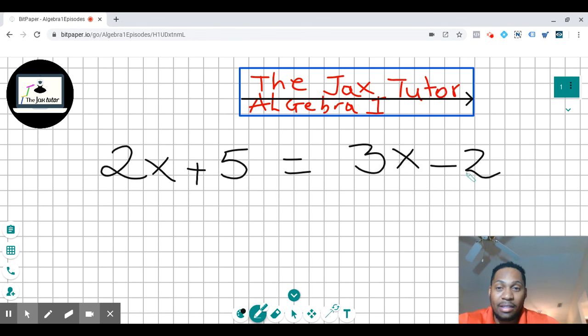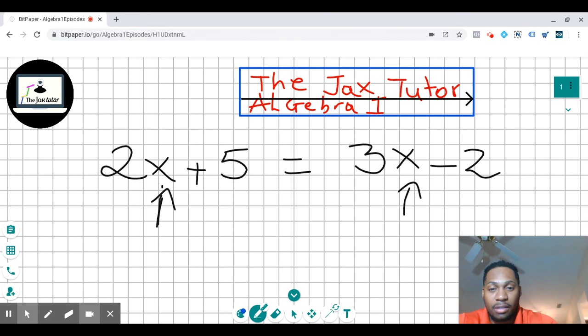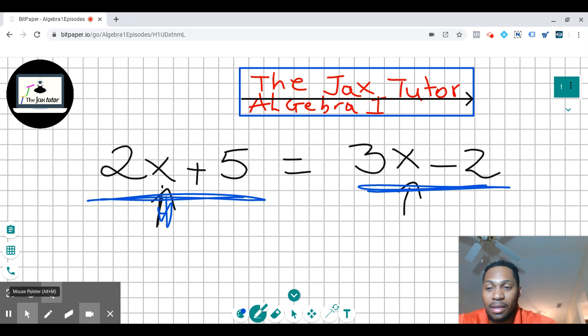So what they're saying is, on the left side, I have 2x plus 5. On the right side, I have 3x minus 2. So what's the number here? What can I replace here in for x? What can I choose here for x for the left side to be equal to the right side? Let's change color for a minute. So I want everything on the left side to be equal to everything on the right side. So they asked me, hey, what do you think I should choose for x to make that the case?